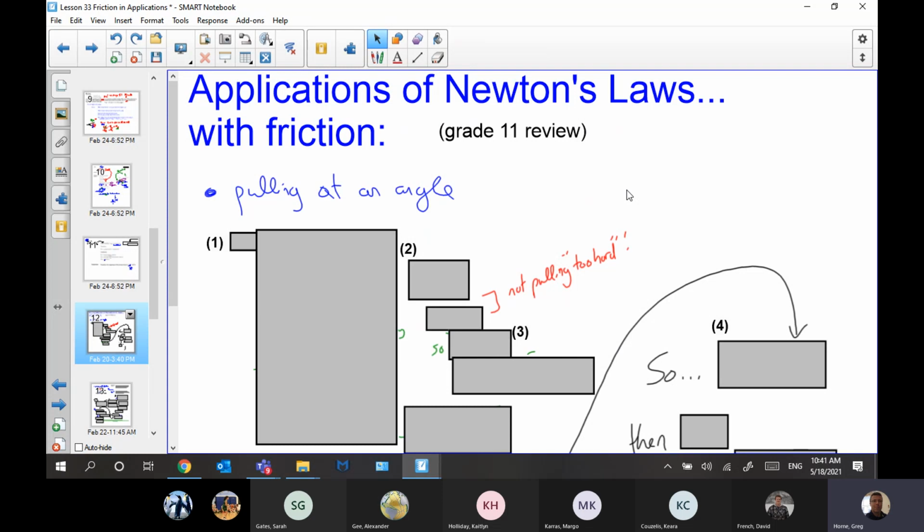Newton's laws with friction. So this is grade 11 review stuff as well. So I'll just show it as we go. But for example, if you're pulling at an angle, the key to recognize about pulling at an angle is that this changes the normal force, right? So you have to recognize that. So it changes how much an object is resting on the ground. If you're lifting it a little bit, or if you're pulling it downward at an angle, you're making it hit against the ground even harder.